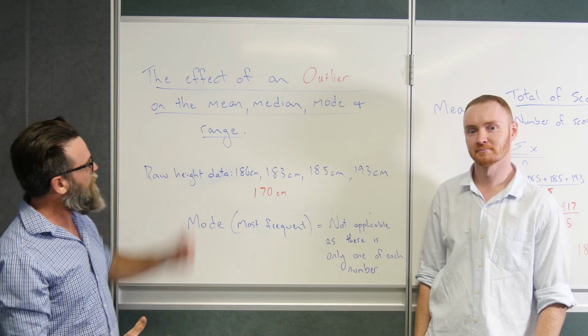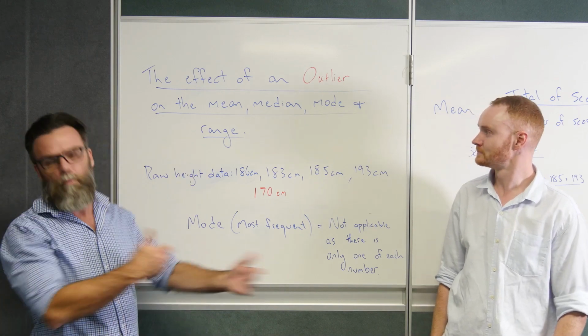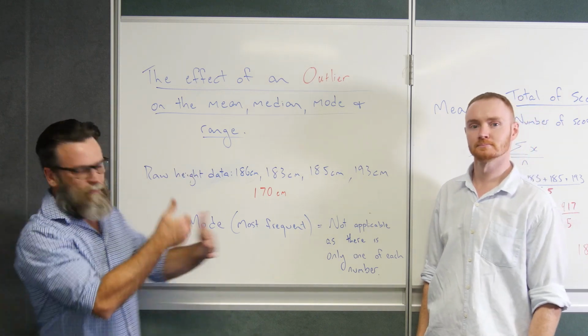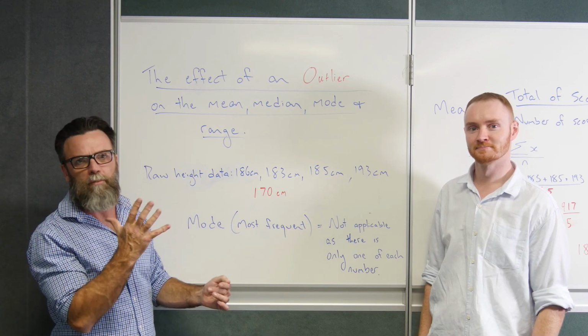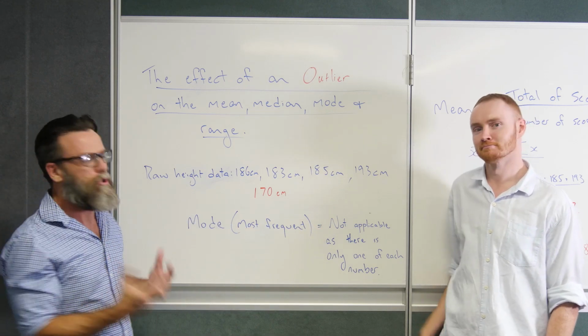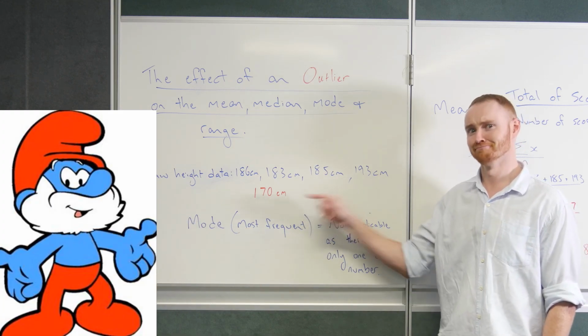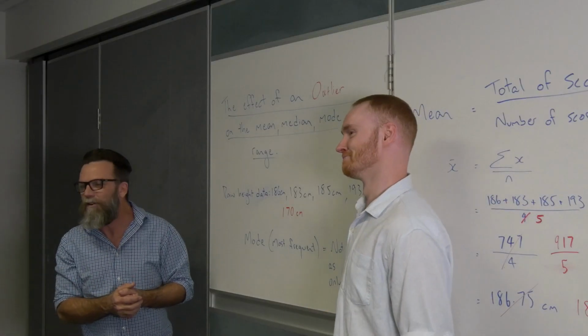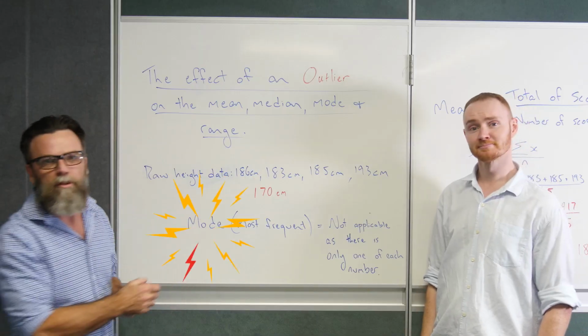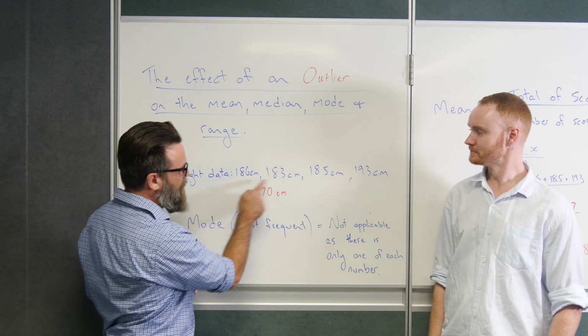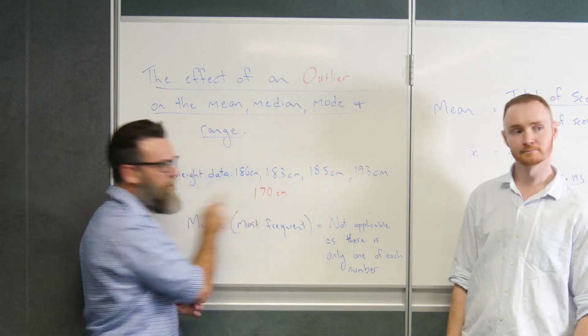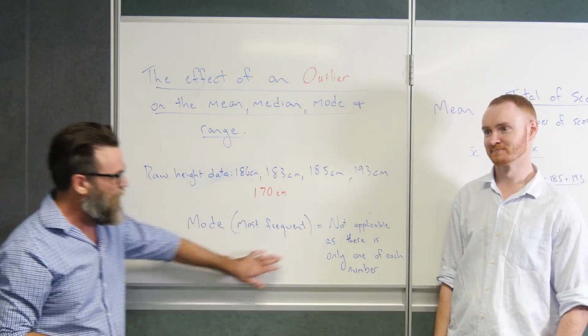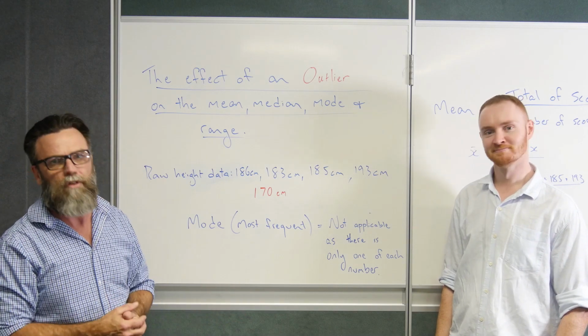Okay guys, we're going to show you the effect of an outlier on one data set. You appreciate from having a look at the heights of those 5 gentlemen, I am just a touch shorter than those other guys there, so it may be considered a bit of an outlier. We're going to have a look at the mode first. Now it hasn't actually changed the mode whatsoever because there's still only one piece of data, so in fact the mode is again not applicable for this data set.